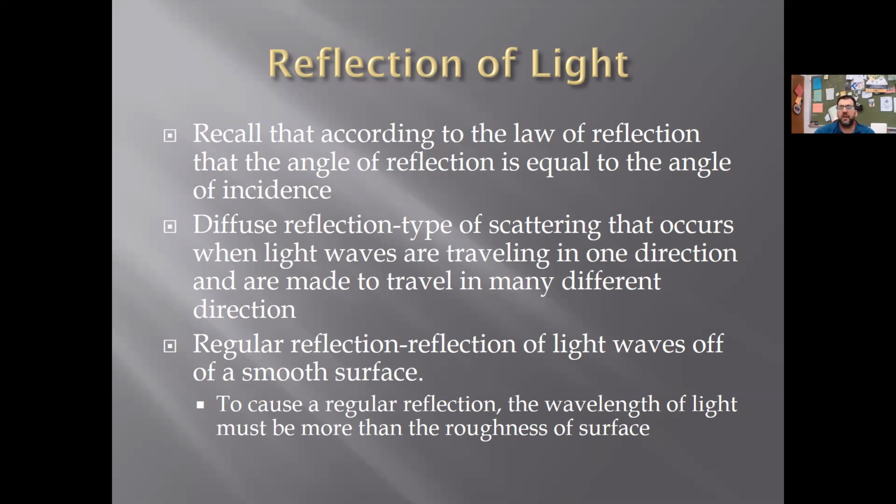So diffuse reflections are things that do not give off a clear image, or don't give off an image at all. A regular reflection is a reflection off a smooth surface, where you can see an image.